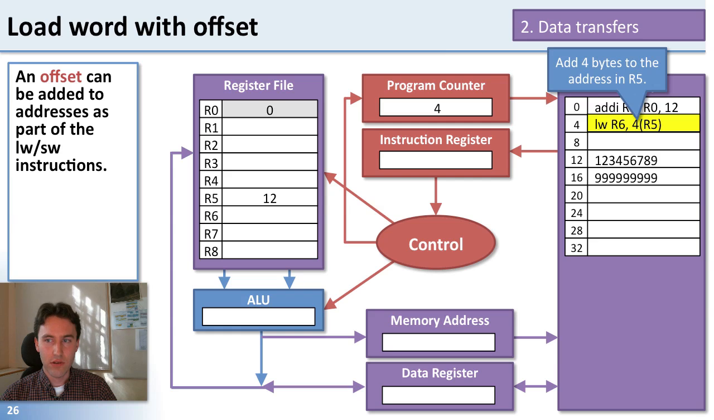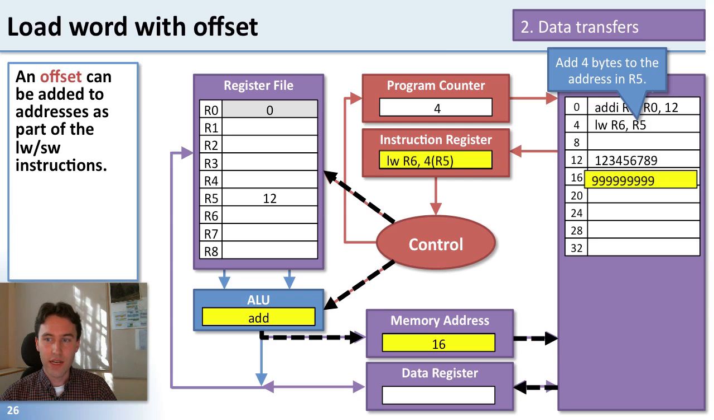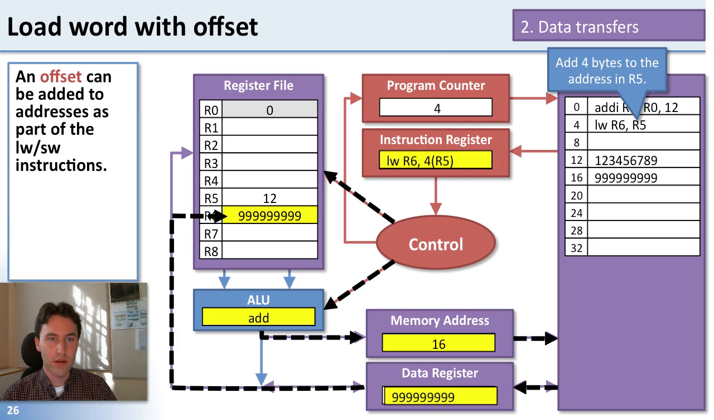Now when we execute this, we're going to load our instruction, the control is going to decode it, the ALU is now going to do an add instead of just passing the address through. The inputs to that add are going to be the address from R5 and the 4 from the instruction. We're going to add these together, we're going to calculate the new memory address, which is now 16, we're going to send that out to the memory, we're going to load that data from the memory back into the data register, and then we can store that data back into our register file.